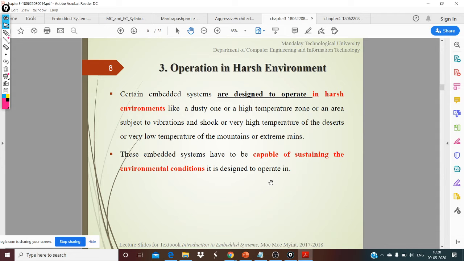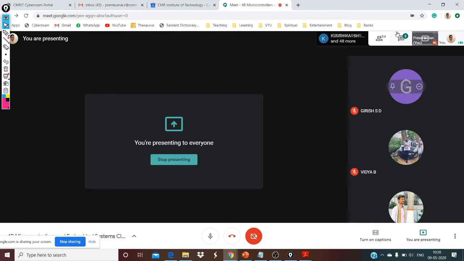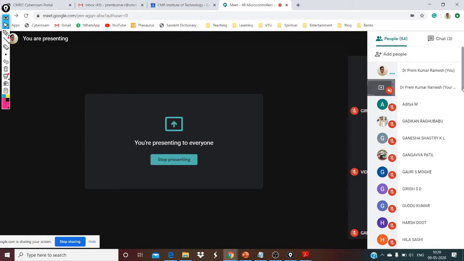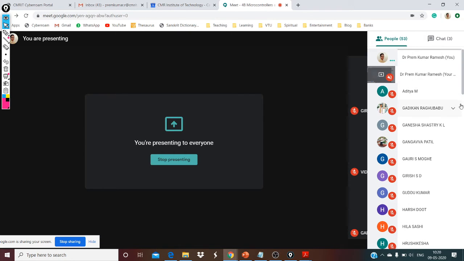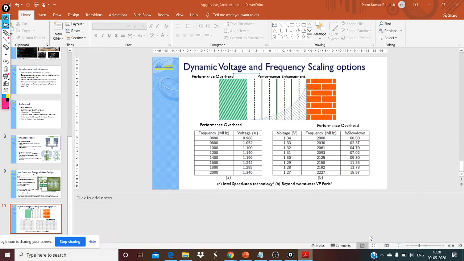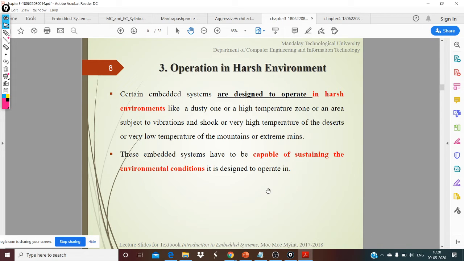Operation in harsh environment. Embedded systems launched in harsh environments. Let's pick somebody. Right, Ganesh Shastri. Yes, sir. Can you give an example of an embedded system operating in a harsh environment? What do they mean by that? Sir, in some difficult situations like braking systems. Okay, so what's the harsh environment there?